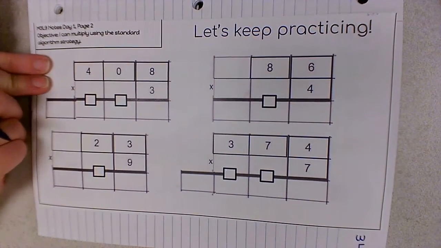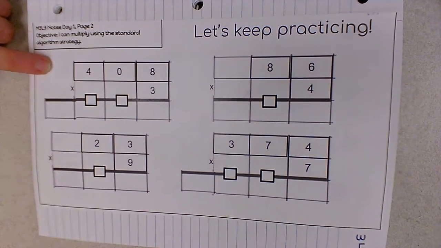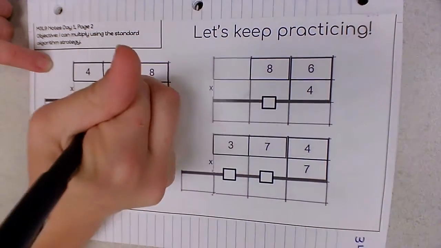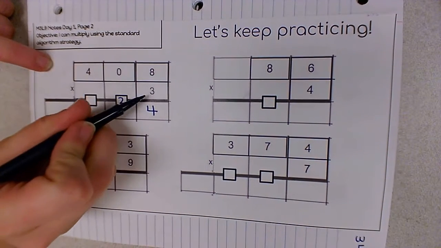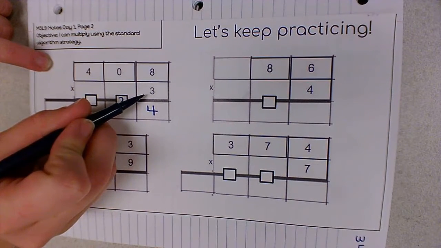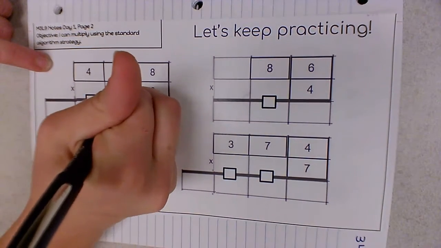Let's move away from partial products and just practice our standard algorithm. I'm going to start with this problem in the top corner. 8 times 3 equals 24. I'm going to leave behind my 4 ones and regroup my 2 on the line of the next place value. 0 times 3 is 0. Anything times 0 is 0. 0 plus 2 more equals 2.